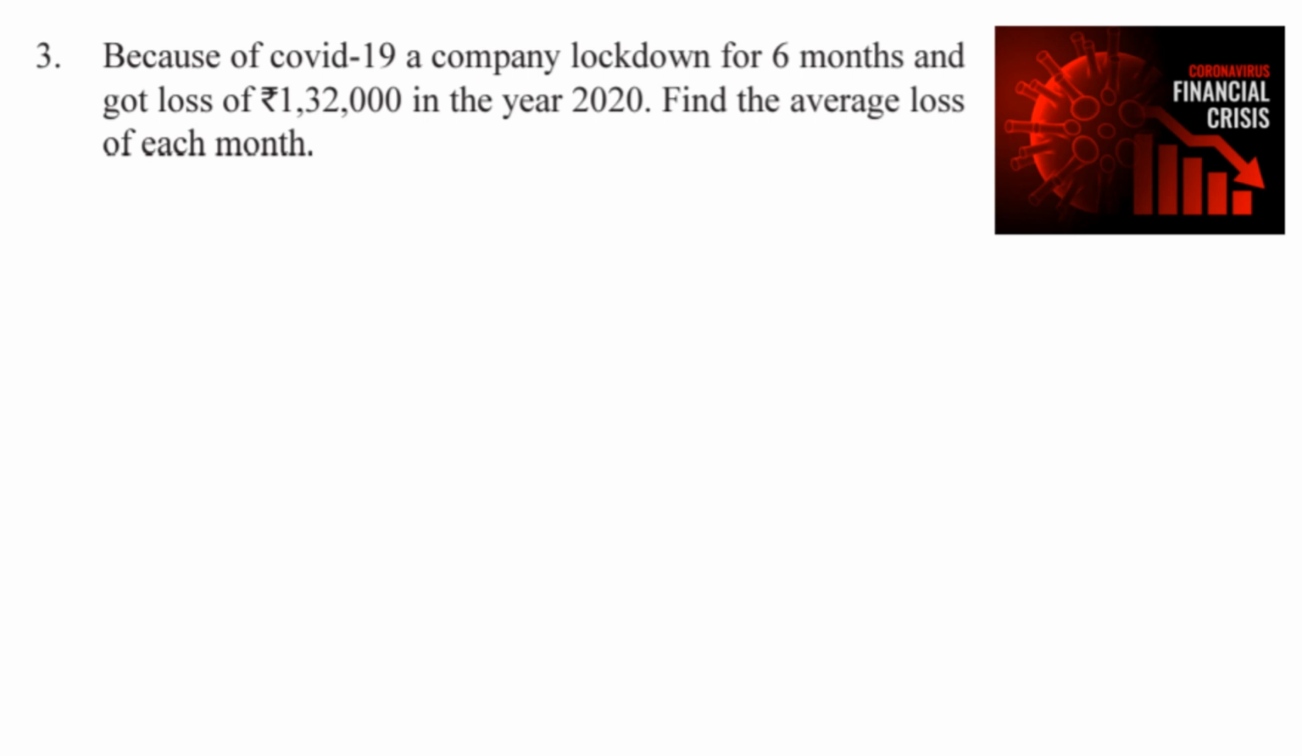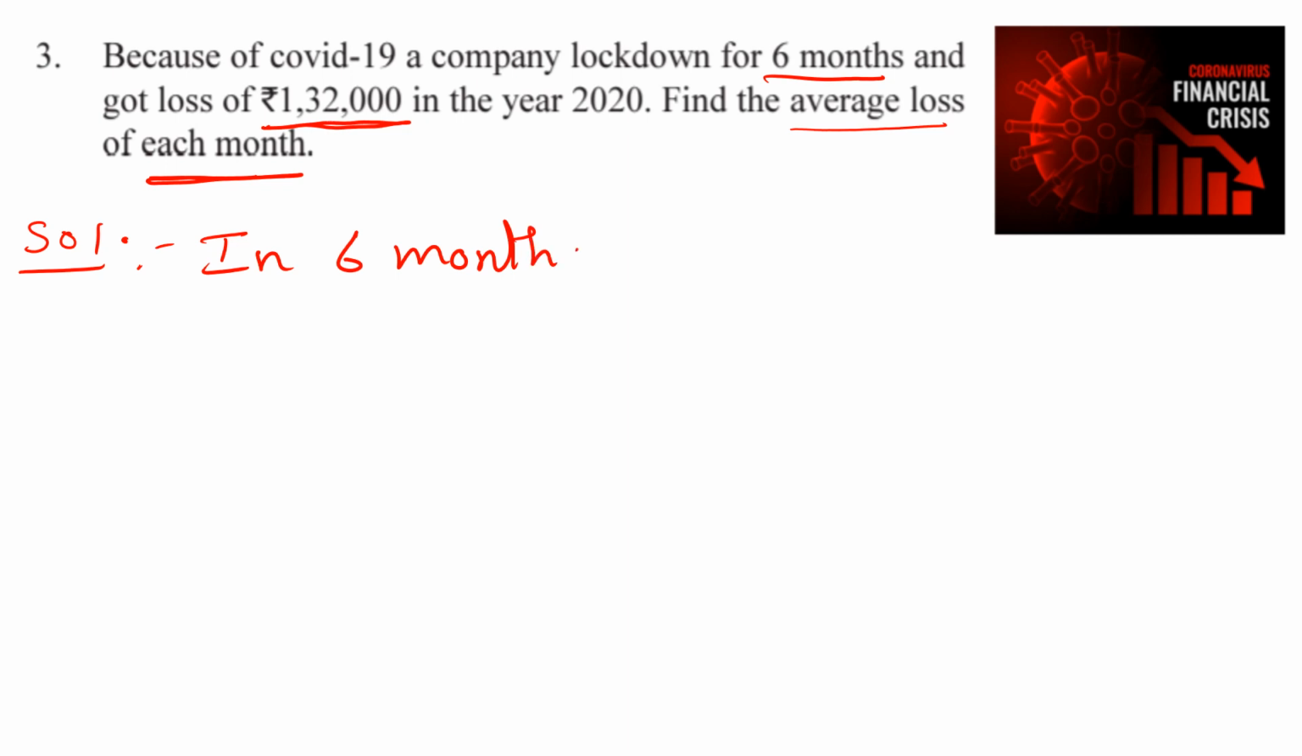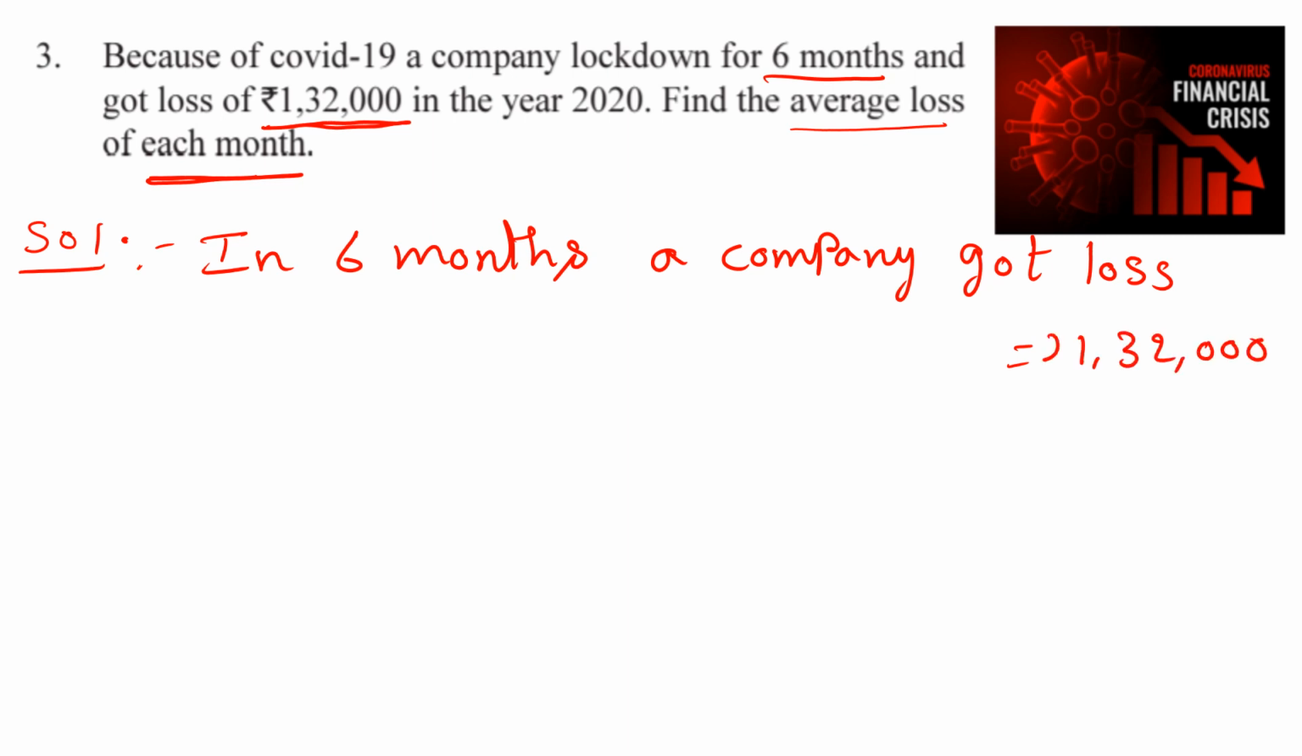Because of COVID-19, a company locked down for 6 months and got a loss of 1,32,000 rupees in the year 2020. Find the average loss in each month. Each month means we should divide it. Write the solution now, children. This is a division problem, we easily understand that. So in 6 months, a company got a loss of 1,32,000 rupees, right?